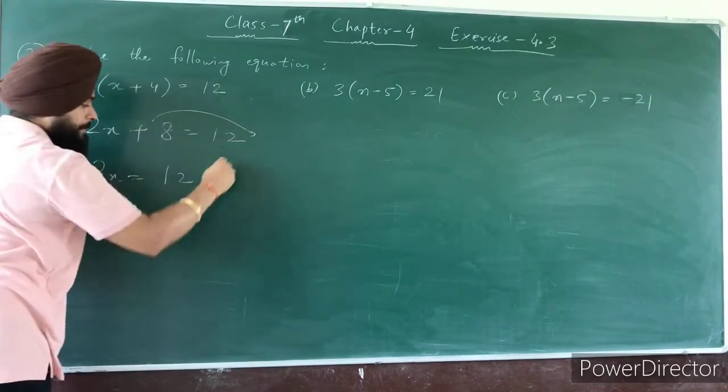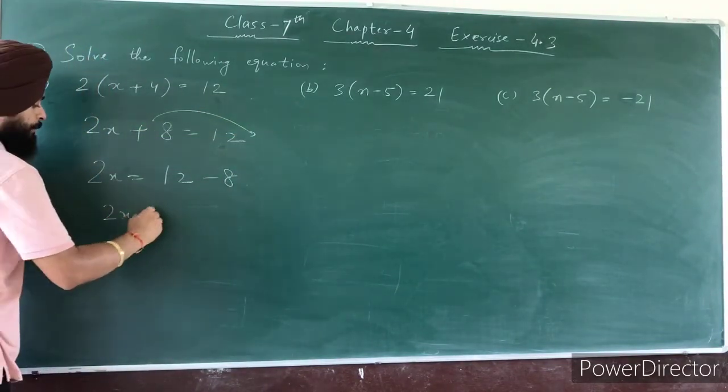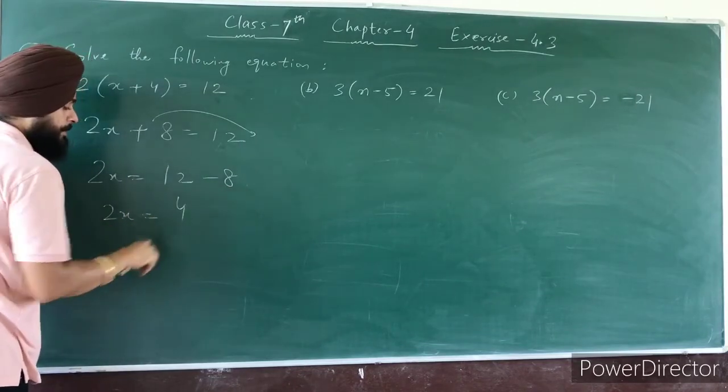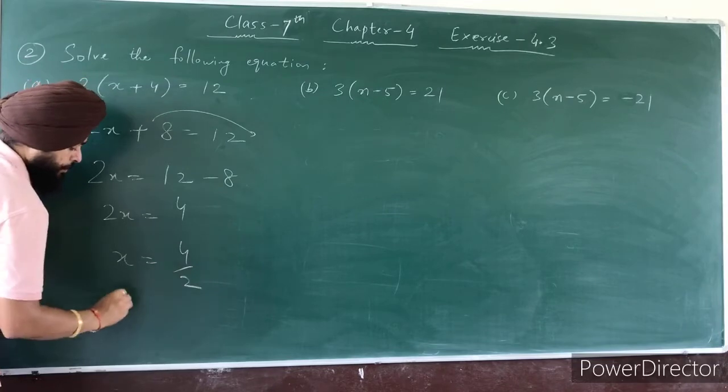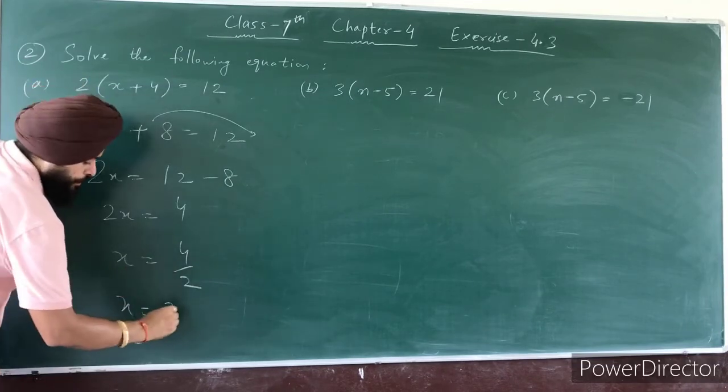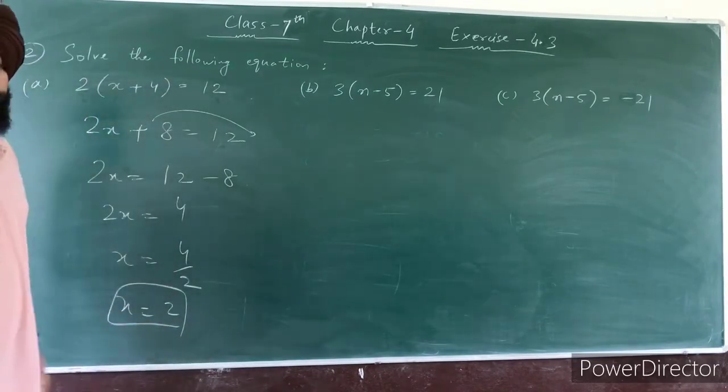Take plus 8 on the right hand side, it is minus 8. And 2x is equal to 12 minus 8, it is 4. Now the coefficient of x is 2, so it is divided with 4. Now 2 ones are 2, 2 twos are 4. The value of x is here 2.